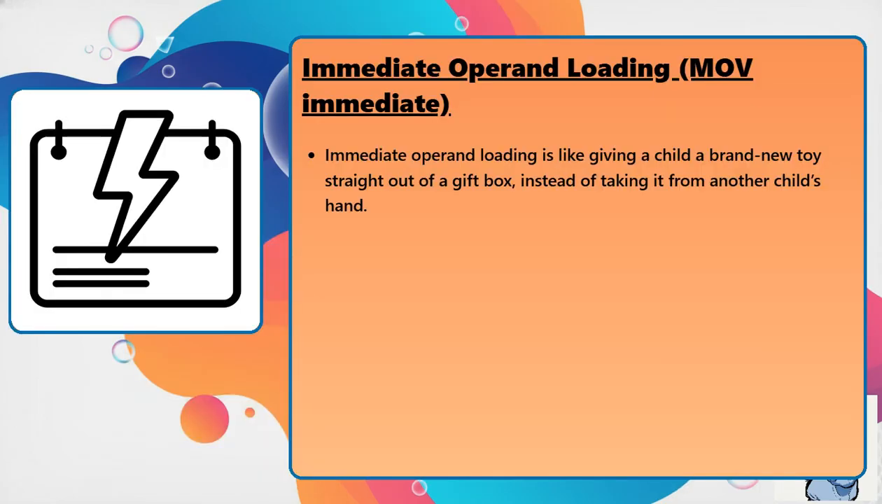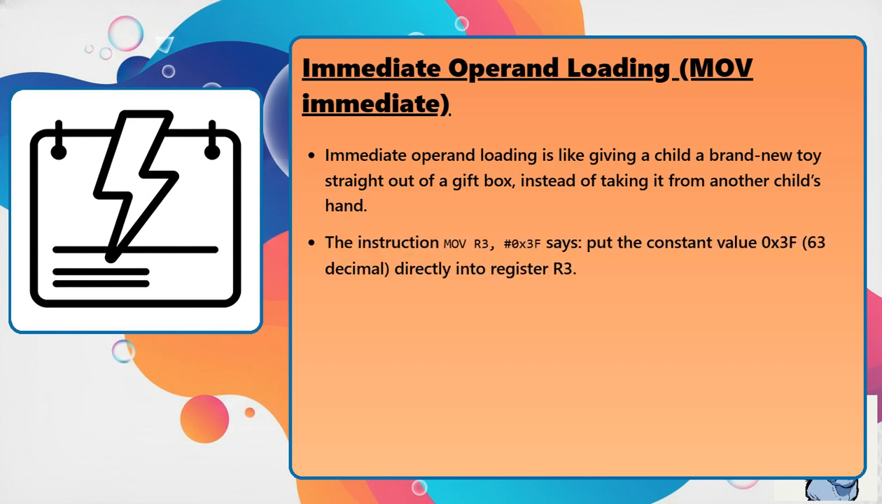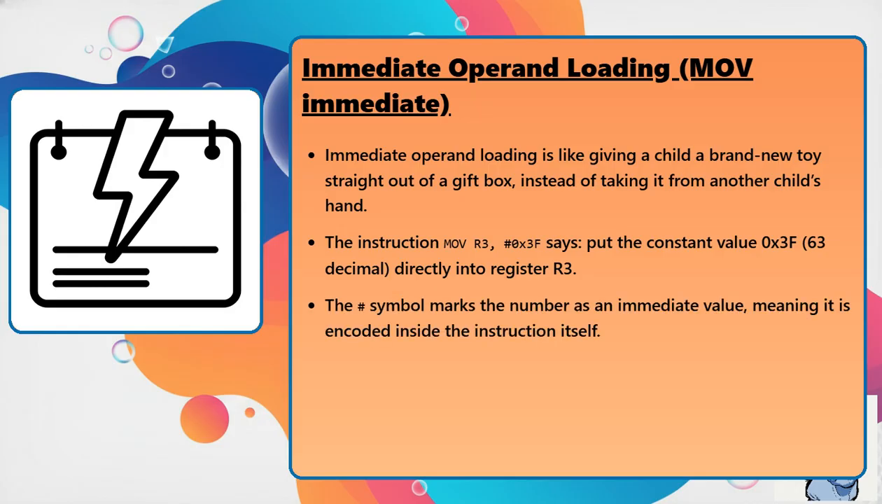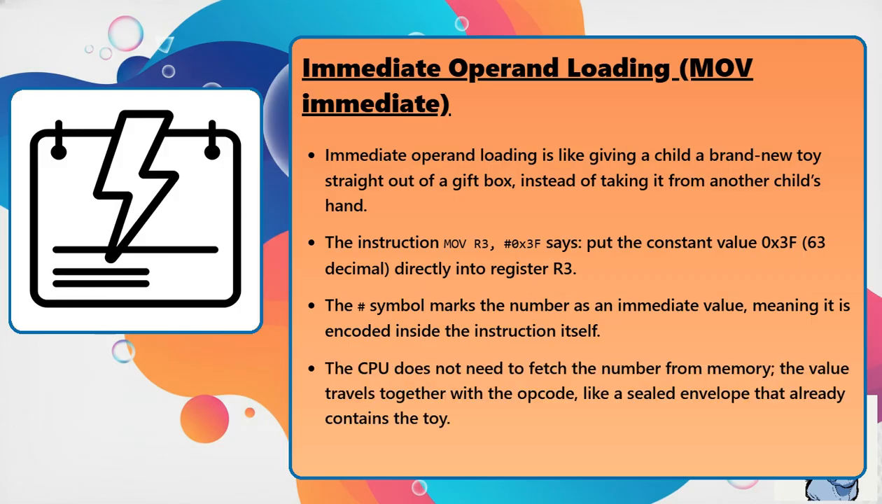Immediate operand loading is like giving a child a brand new toy straight out of a gift box, instead of taking it from another child's hand. The instruction MOV R3, #0x3f says put the constant value 0x3f, 63 decimal, directly into register R3. The hash symbol marks the number as an immediate value, meaning it is encoded inside the instruction itself. The CPU does not need to fetch the number from memory. The value travels together with the opcode like a sealed envelope that already contains the toy.